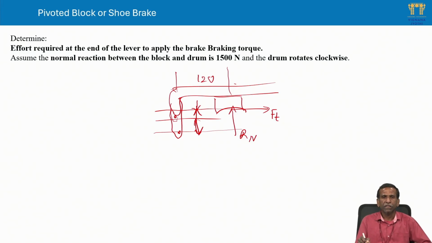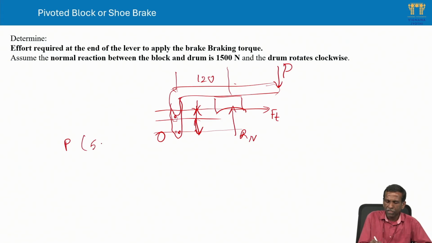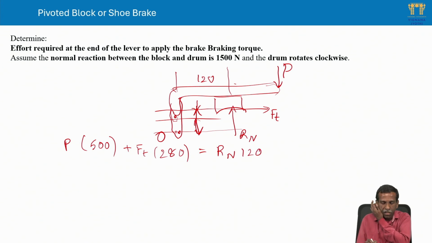You need to find the effort required, P. This distance you also know. Now take the moments about the pivot point: P into L, where L is 500 given, in mm. This is clockwise, and Ft into 280 is also clockwise, that's why plus. And Rn into 120. In this relation, P is the only unknown.